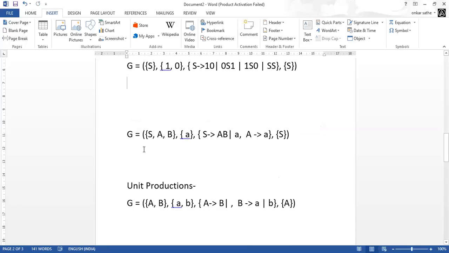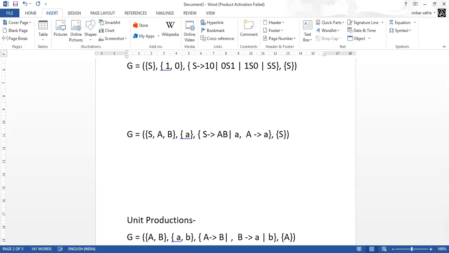Now next let us consider the second example as G equal to {S, A, B} set of non-terminals, {a} set of terminals, and productions are S gives capital AB or A, and A gives small a. Now here let us consider the first production, that is S produces capital A capital B. In this case we can reduce this A to A gives a. So here A is reduced to a. Now let us check the productions for B. As there are no productions for B, this B is called a useless symbol.